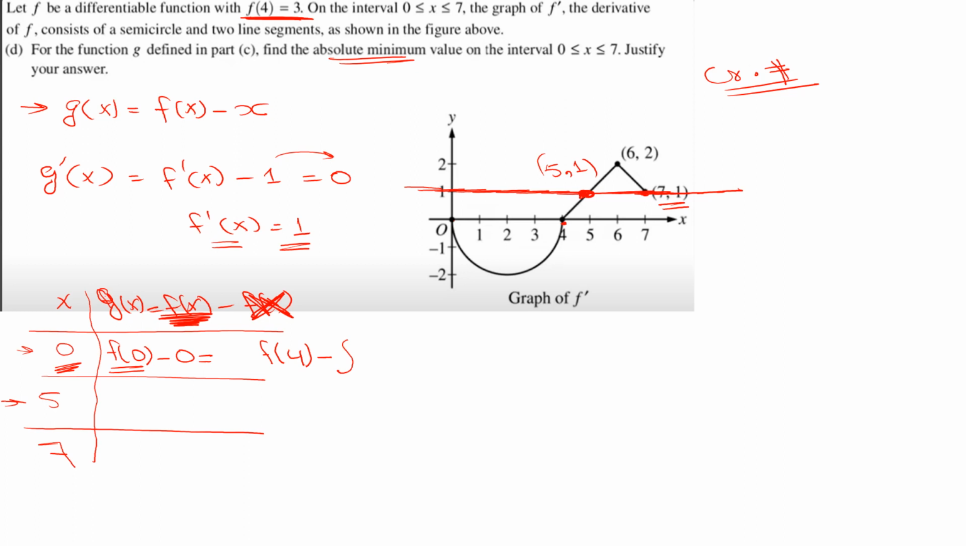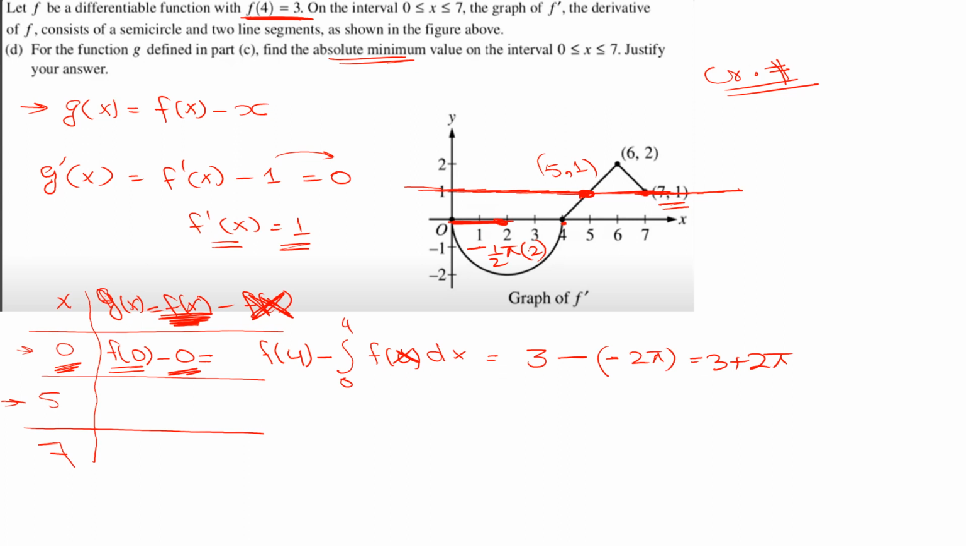So for f of 0, from 0 till 4, how can we find it out? We know that f of 4 is 3 minus the integral of f of x dx from 0 till 4. It is a semicircle, and we already have calculated the radius is 2. So it is half pi r squared and r is 2. Since the semicircle is below the x-axis, put the negative sign, so it will be negative 2 pi. So the answer is 3 plus 2 pi, and x is 0 already.